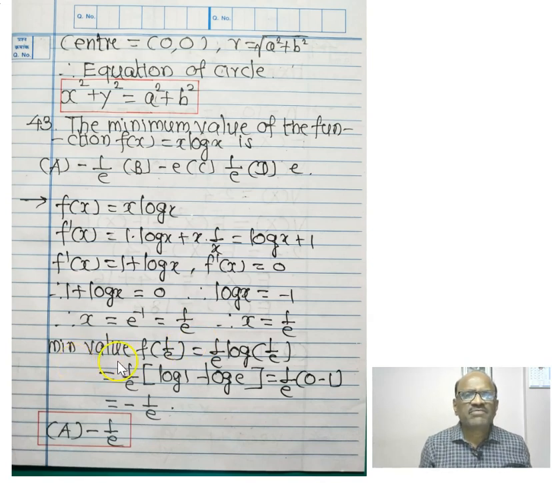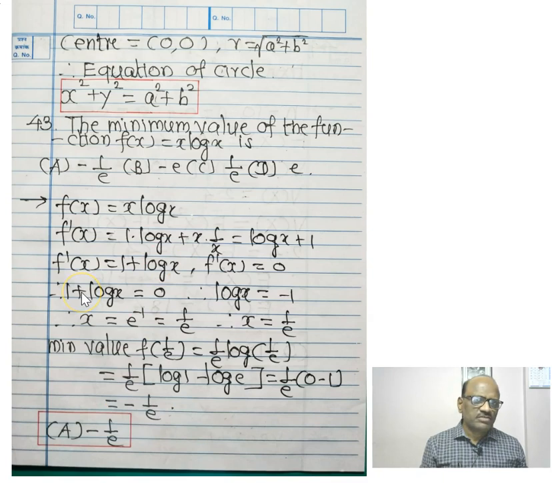That is, the minimum value f of 1 upon e is equal to 1 upon e log of 1 upon e. And log of 1 upon e means log of 1 minus log of e. But what is the value of log of e to the base e? It is 1 here, and log of 1 is 0. Therefore, the minimum value is minus 1 upon e, and hence option A is the correct one.